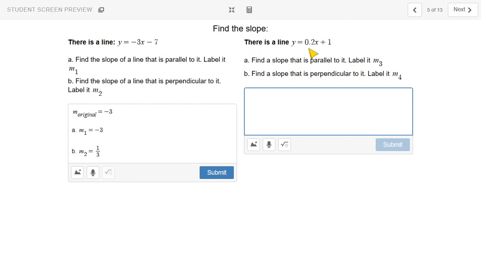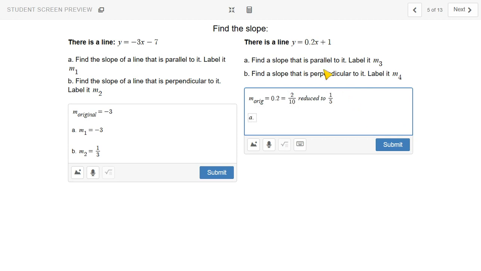Okay, there's a line. y is equal to 0.2x plus 1. Find a slope that's parallel to it and label it M3. Let's find our original slope. M original is 0.2. Now, 0.2 is a decimal, and we can make it into a fraction. We simply put it over 10 because we have one decimal spot here. Now, we could reduce this, and it will become 1 over 5.